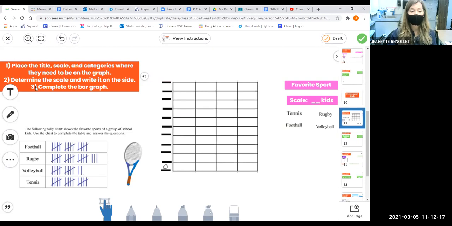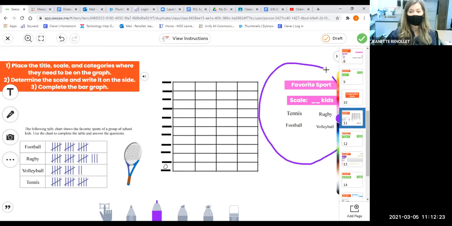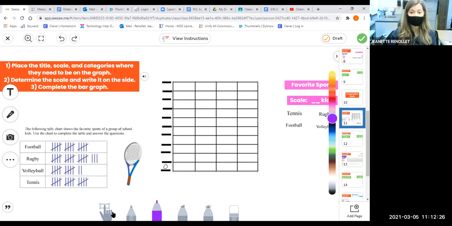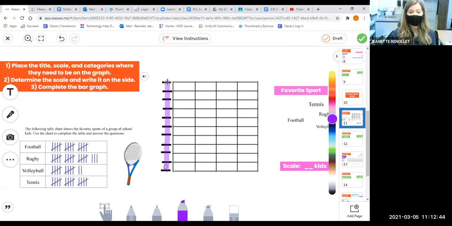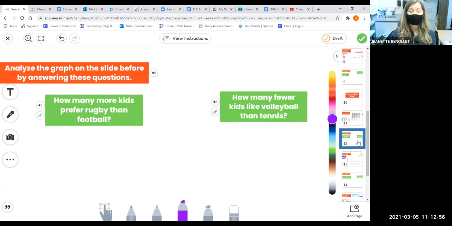On slide 11, you're going to create a bar graph. Ms. Sharp has given you a title, a scale, and categories. You need to drag them into the correct places, just like we practiced, putting your categories in order and your title at the top. Then you will create your scale using the data. Then you will complete the bar graph to show the data. Slide 12, you have questions to answer about that data.